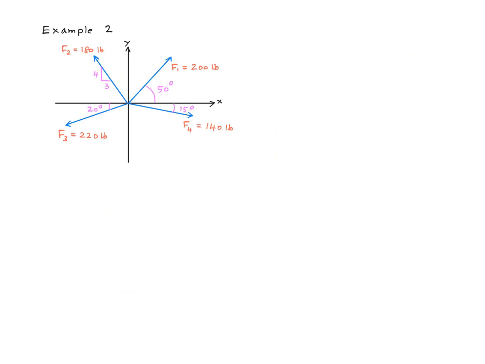Let's do another example by the algebraic method. This time we have four different forces, F1, F2, F3 and F4. For each of these forces, the magnitude and the direction are given. When you have four different forces like here, the algebraic method works exactly the same way as if you have only two forces like in the earlier example. The first step is to find the components of each of the forces. Then the sum of the x components of the forces is the x component of the resultant force, and the sum of the y components of the forces is the y component of the resultant force.